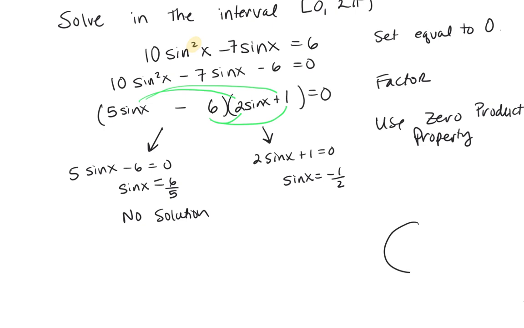And that happens in 2 different places over this interval from 0 to 2 pi. Sine is negative in 2 different quadrants, 3 and 4, and those are at, let's see, 7 pi over 6 and 11 pi over 6. Okay, so we've found our 2 solutions. We know we're done. We don't have to find all infinite numbers because we're just going within that interval.